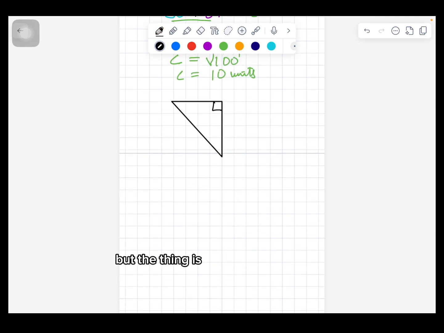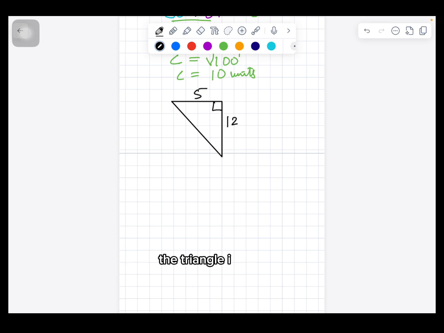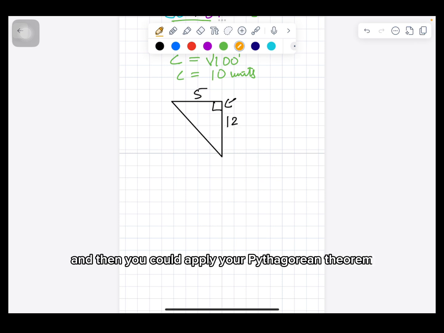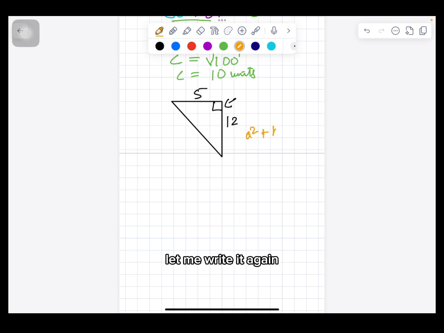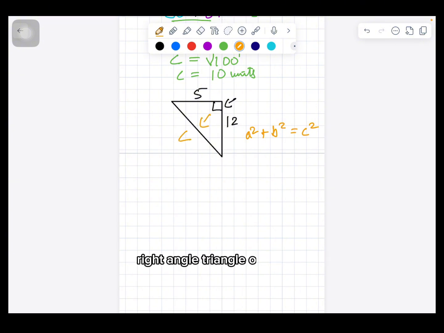But the thing is, this time it's flipped, and honestly, it really doesn't matter how flipped or how angled the triangle is. You just have to make sure that it's a right angle triangle, and then you can apply your Pythagorean theorem. Let me write it again. It's a squared plus b squared equals c squared, and always you're finding the side opposite the right angle of the triangle, or the c value.